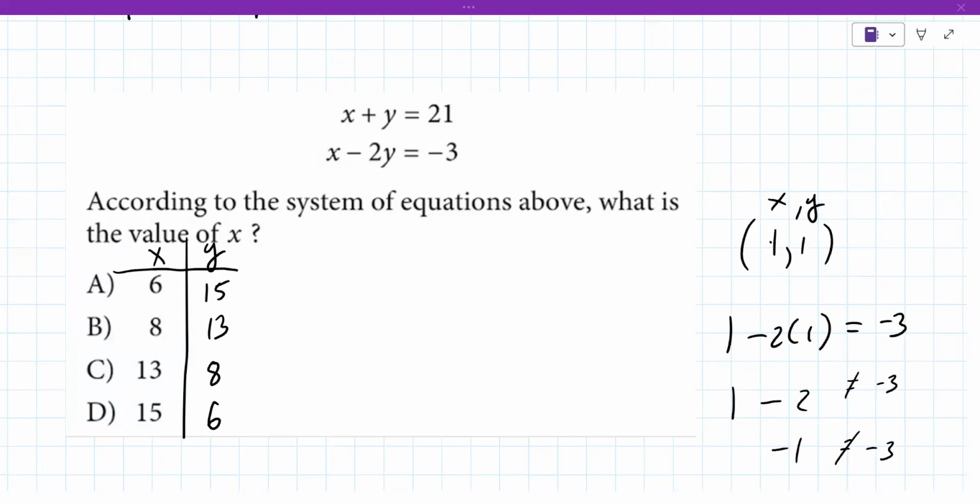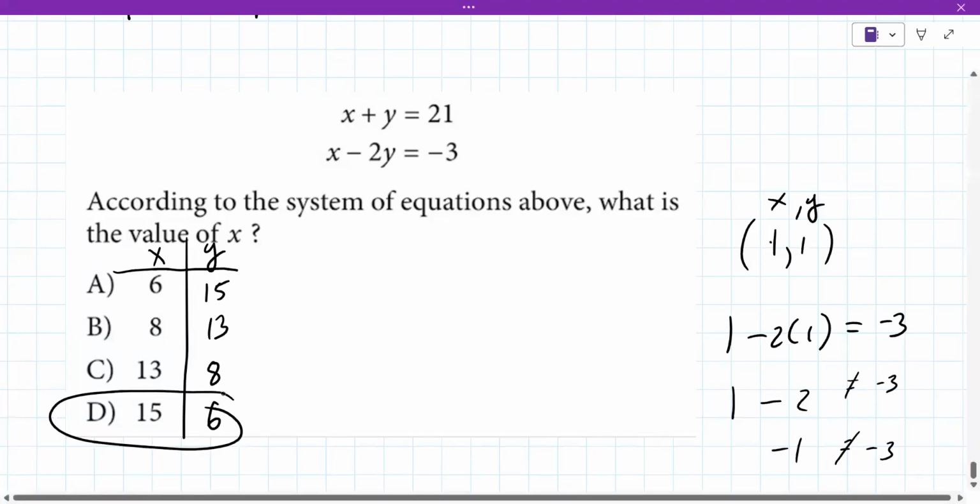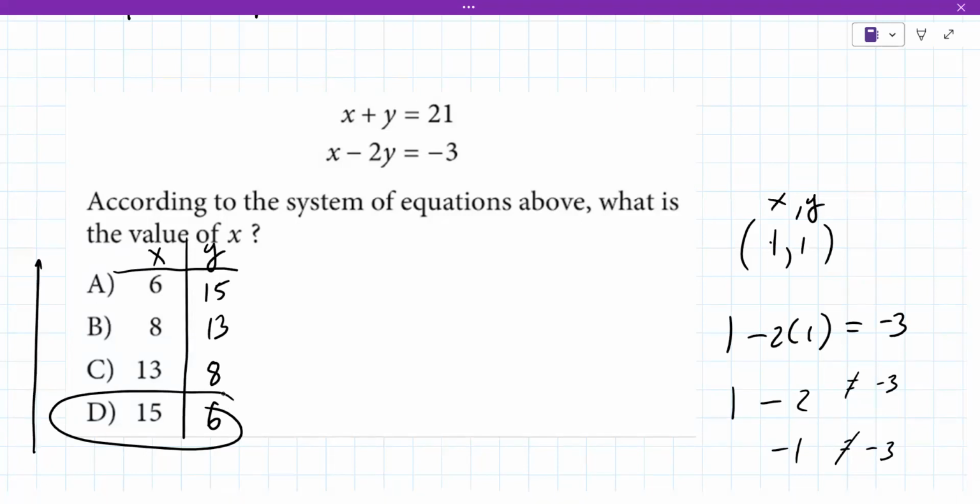Is it D? Yes, it is D. You might consider sometimes working them backwards, especially if you're trying the answers. I wish I knew that they would always work, but good job. Really good job on that. Any questions before we move on?